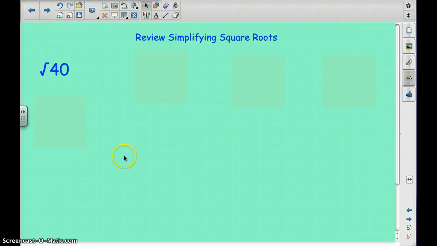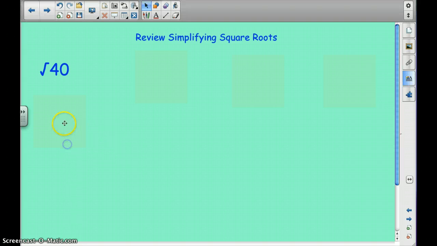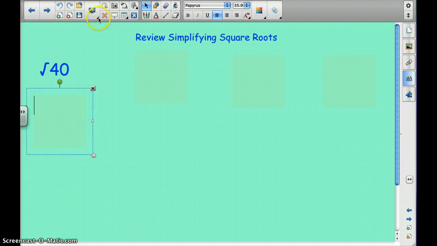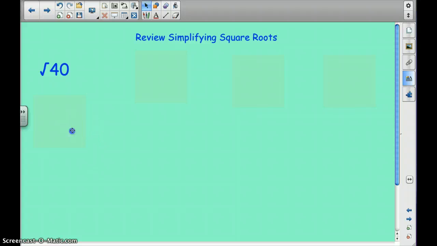Okay, so I gave you a sheet full of all the perfect square roots. What you're going to do is kind of like prime factorization, if you remember the factor tree. We're going to create a prime factorization tree with square roots. With prime factorization, you're always looking for prime numbers, but with square roots, we're always going to be looking for perfect squares.